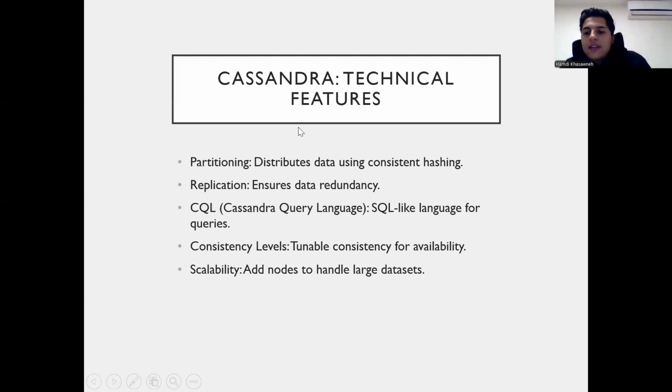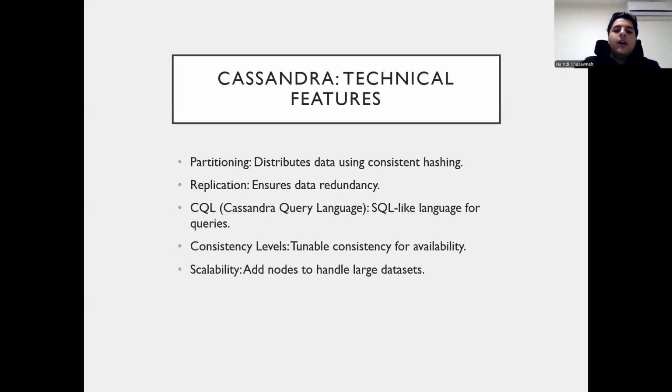Now here are some of Cassandra's technical features. The first feature is partitioning. Data is distributed across nodes using consistent hashing. This ensures even distribution and load balancing. Secondly, we have replication. Cassandra uses replication to ensure data redundancy and fault tolerance. You can configure how many copies of your data are stored.